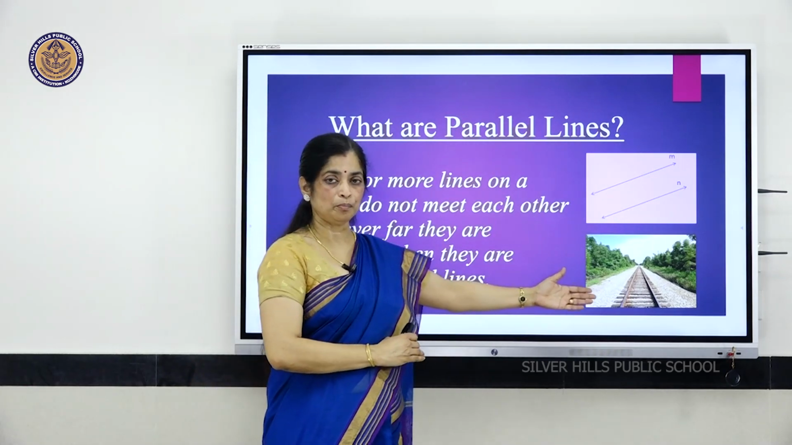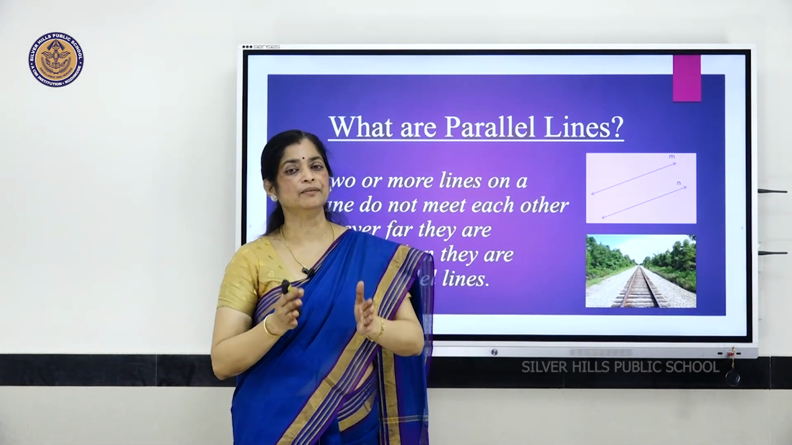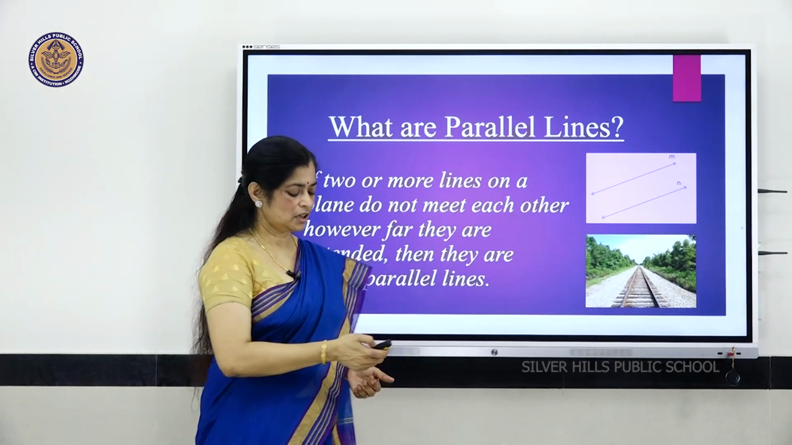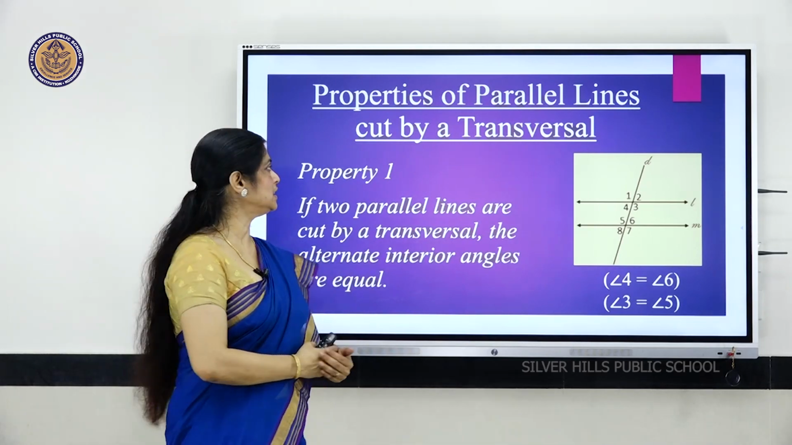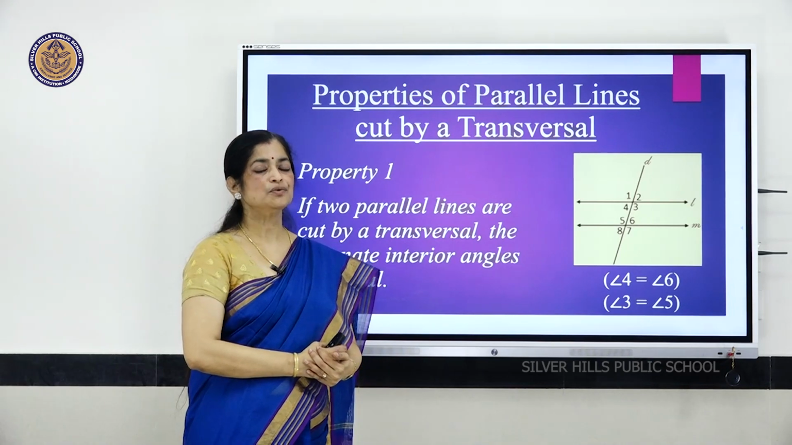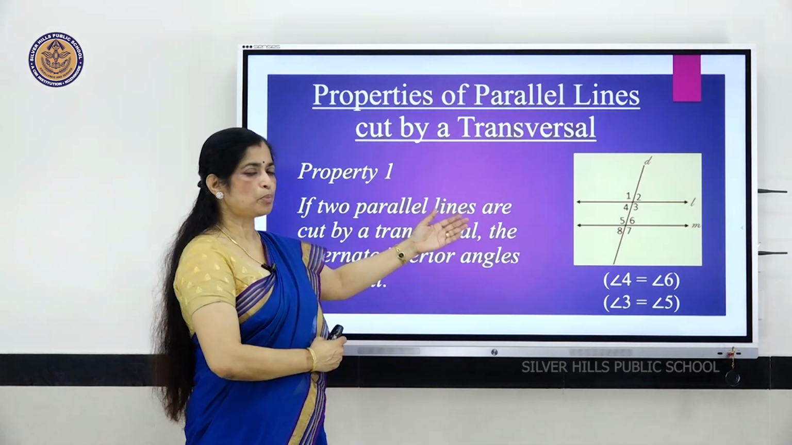The best example is the railway track. They maintain the same distance and they never meet each other. Such lines are called parallel lines. Properties of parallel lines cut by a transversal. When a transversal cuts parallel lines, let us see the different properties.